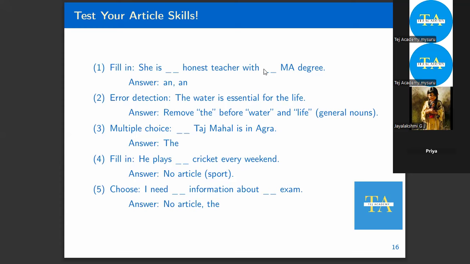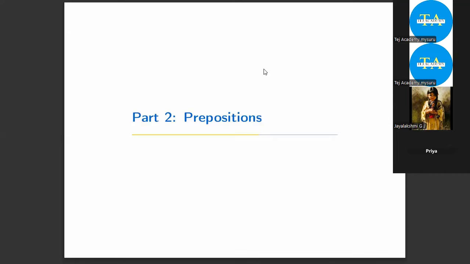Okay, what do we have on the next page? Okay, it's about prepositions. We have many prepositions which will be used in front of nouns and subjects. So let's find out what they are and the way to use them.